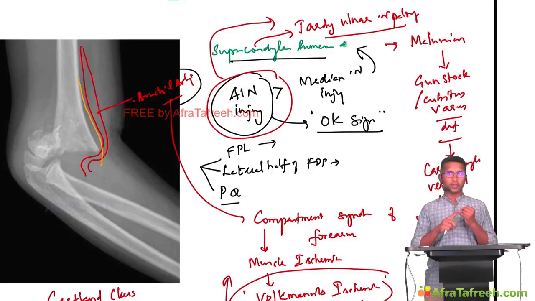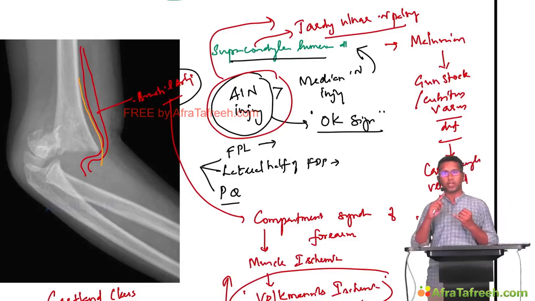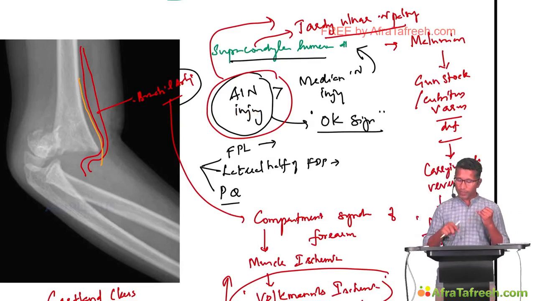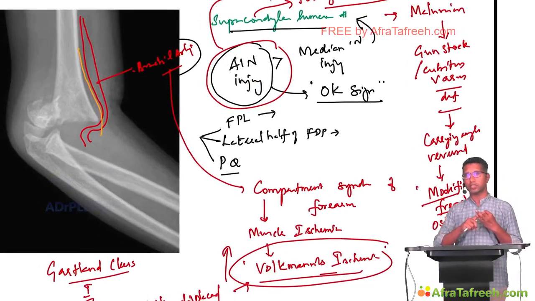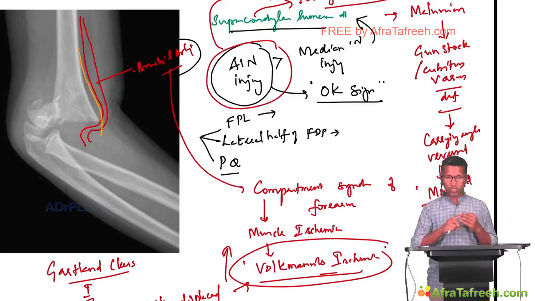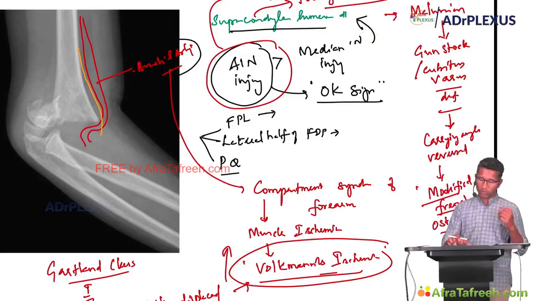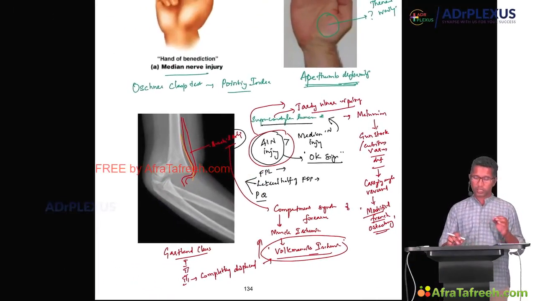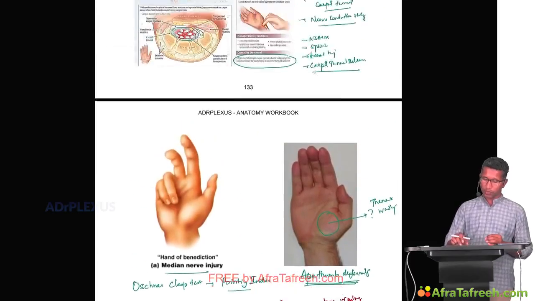When this fracture unites, many times it malunites, resulting in gunstock deformity or cubitus varus deformity, treated by modified French osteotomy. If the brachial artery gets injured, if there is a vascular injury, and it is not addressed properly, it can result in Volkmann ischemia. All these are important take-home messages for supracondylar humerus fracture. So please be clear in this.